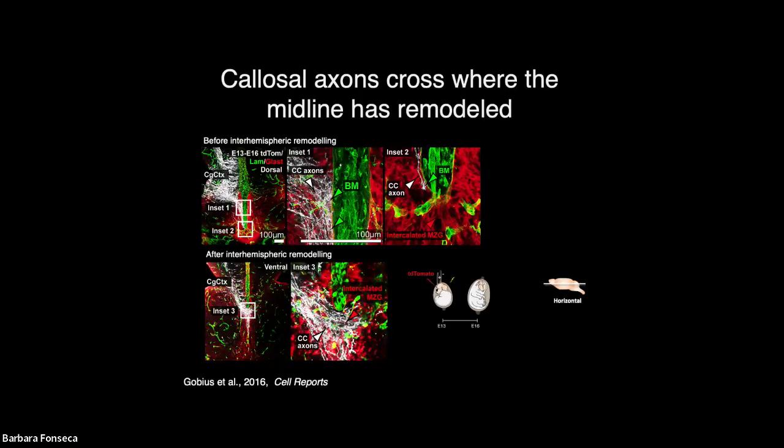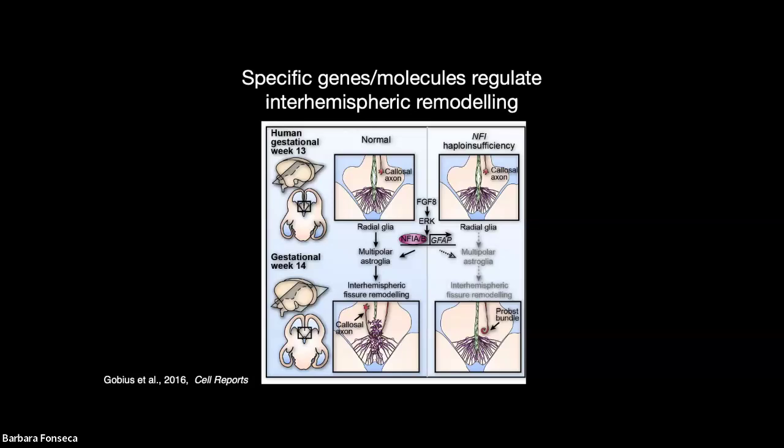So I think that's about it. This is just a schematic. Different genes are involved in forming this corpus callosum bridge, if you like. This is the normal case where the corpus callosum axons approach the midline. These special glial cells form the bridge, and the axons cross over the midline. Where they are not able to cross, in this case because of a gene called nuclear factor 1, they form these Probst bundles.